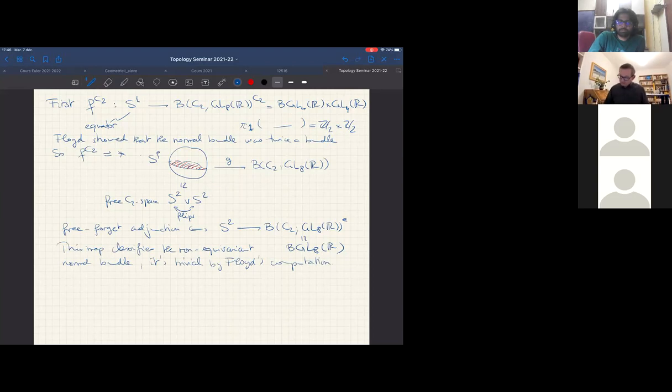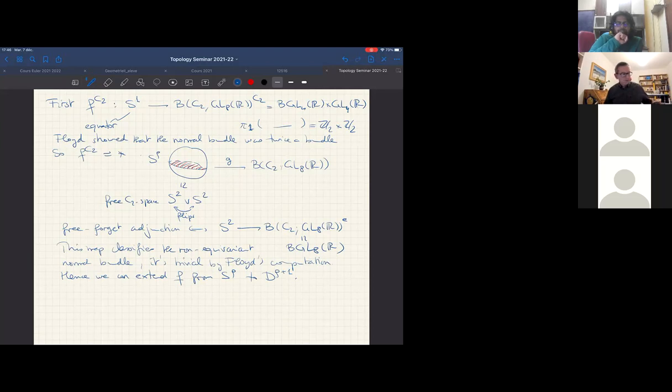And so therefore, that means that we can extend F, which was defined on a representation sphere, to the whole ball. And by what I said before, this means that the equivariant bundle is trivial if this map is equivariantly null homotopic.